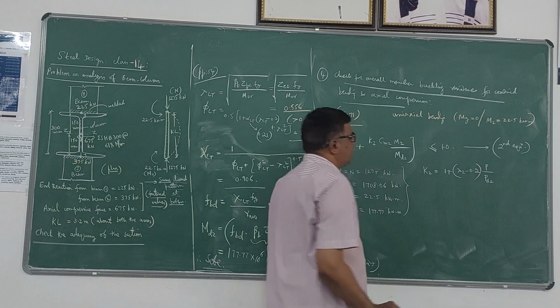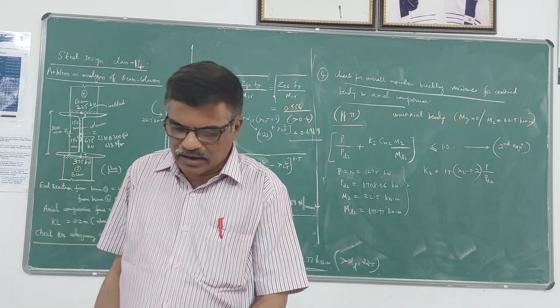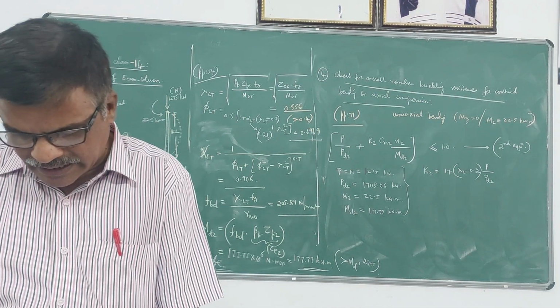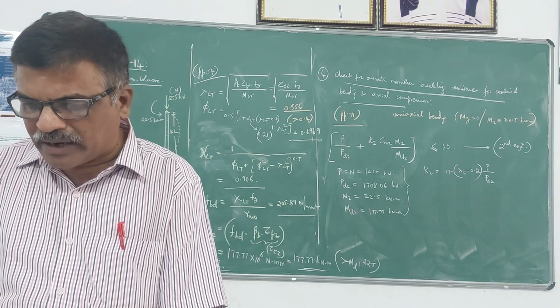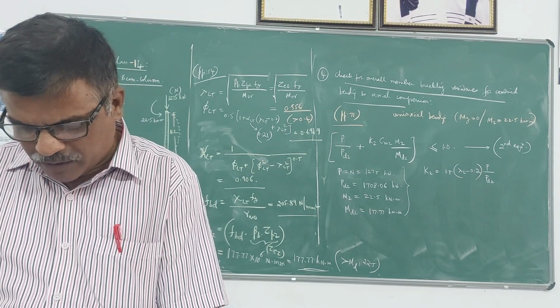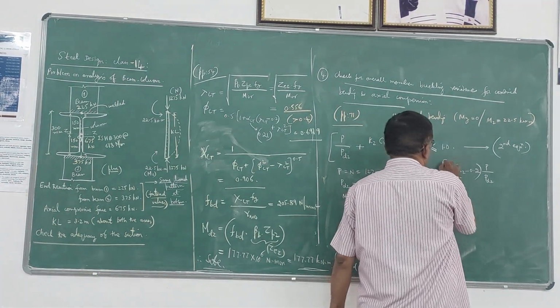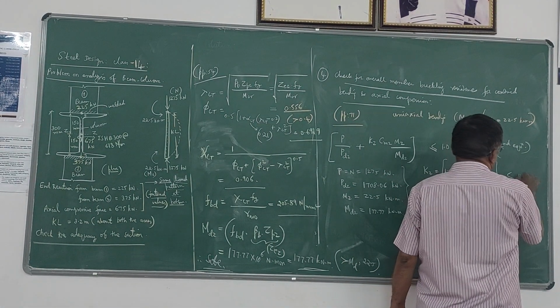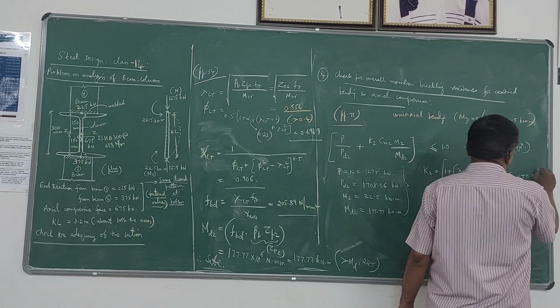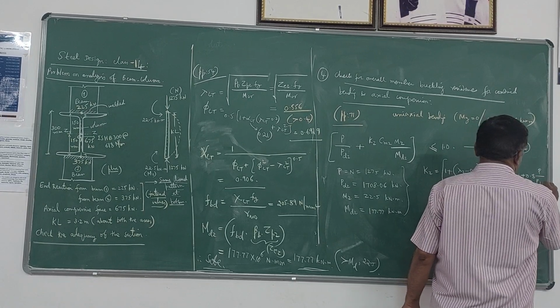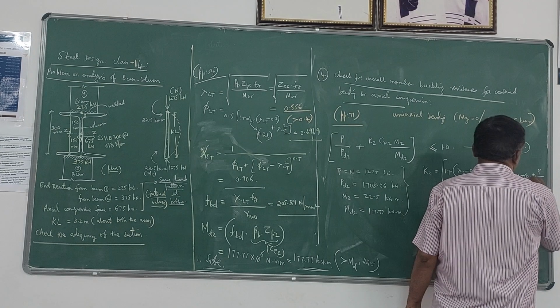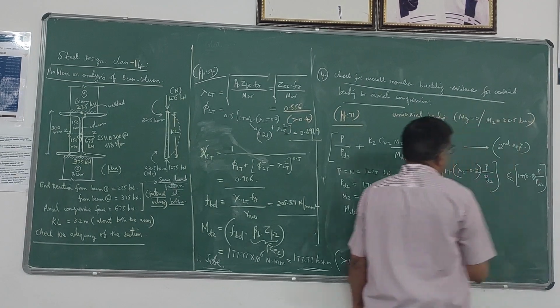So this is the expression for Kz, and the condition is that this should be less than or equal to 1 plus 0.8 into P by PDZ. So this we have to check now. Let us see what the values are.